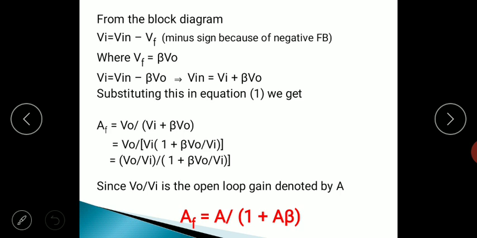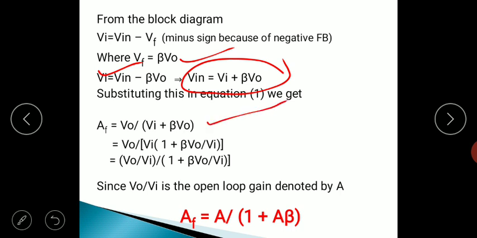But we know that the feedback signal Vf is beta times V0. So if you substitute this here, it becomes Vi equal to Vin minus beta times V0, and if you rearrange, you will get Vin equal to Vi plus beta into V0. Now we will substitute this in equation 1. What is our equation 1? V0 by Vin. So we retain V0 as it is, and in place of Vin, we write Vi plus beta into V0. So we get AF equal to V0 divided by Vi plus beta into V0.